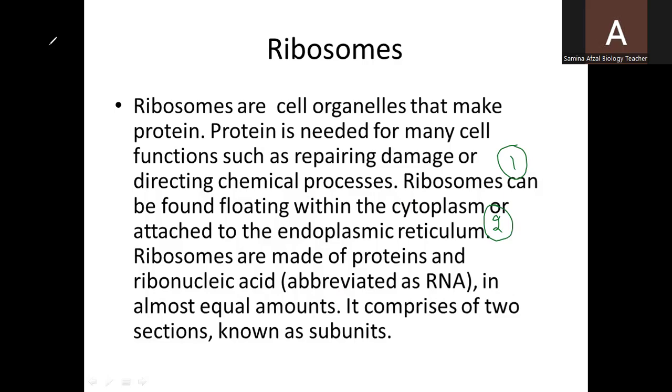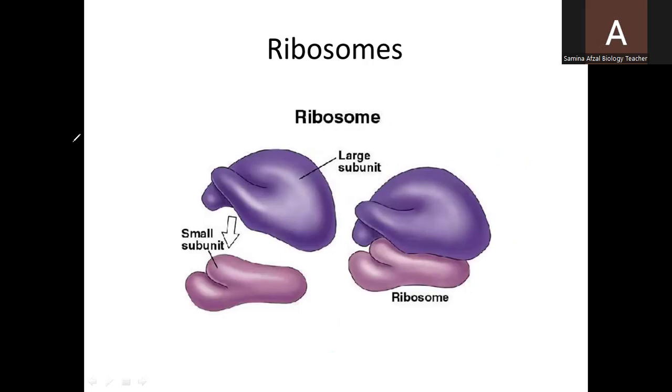Ribosomes are made up of proteins and ribonucleic acid, or RNA, in almost equal amounts. They comprise two sections known as subunits. I would like to show the picture of these ribosomes in the next slide. You can see here the two units of the ribosomes, the large subunit and the small subunit.